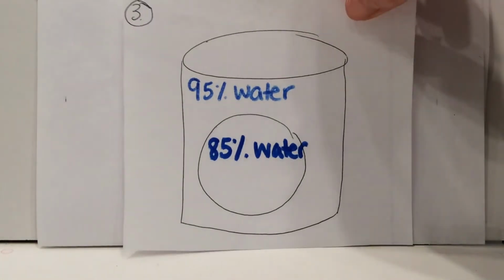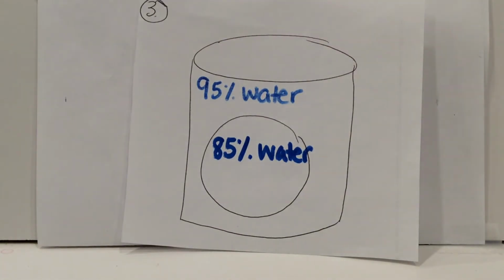Number 3. Outside of the cell is 95% water. Inside the cell is 85% water. Write in the missing solute percentages inside and outside. Draw your arrows to show the direction of water movement. Then write what will happen to the cell and what type of solution the cell is placed in.